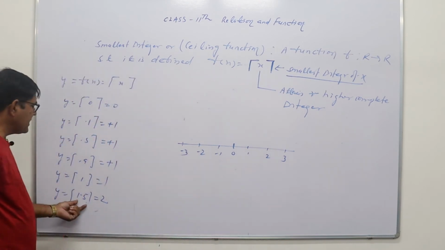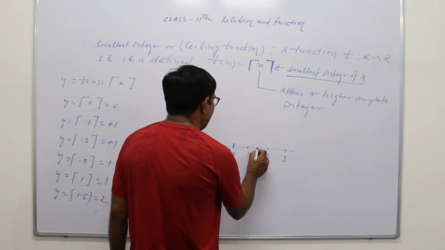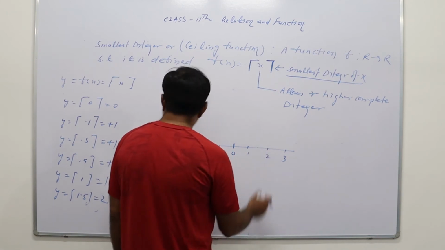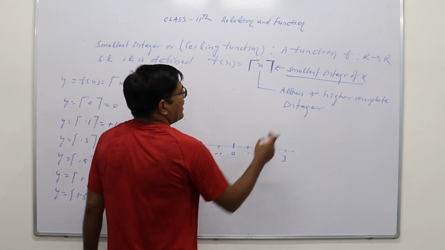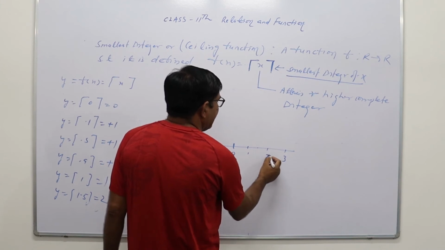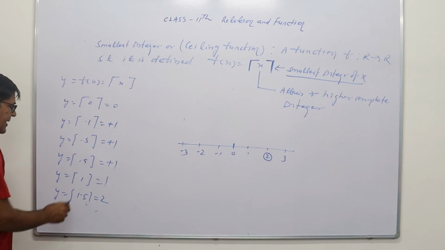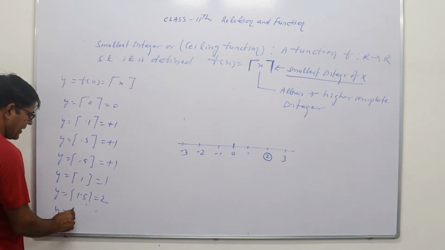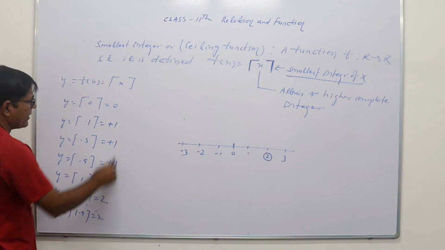Now see, for x equal to 1.5, the smallest integer of 1.5 will be always the higher complete integer. On the right-hand side, the nearest complete integer is 2. So the smallest integer of 1.5 will be 2. Similarly, the smallest integer of 1.9 will also be equal to 2.